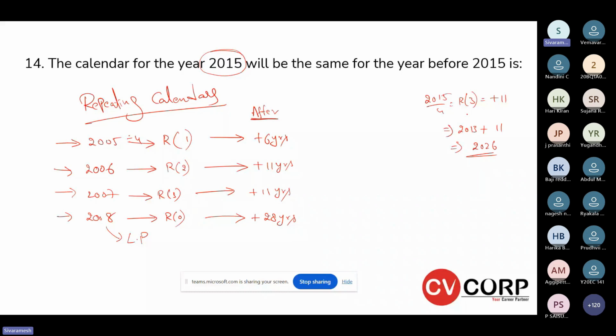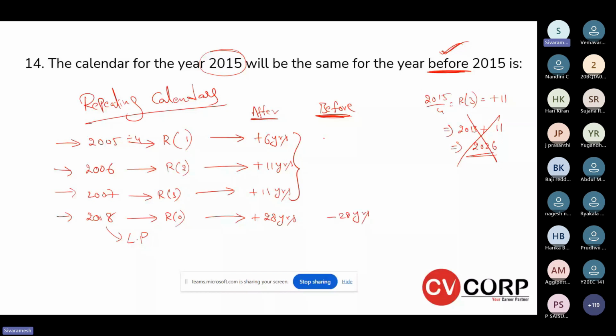Just read the logic here carefully. The majority of the students made a mistake here. They are asking about before 2015. When they talk about after, these 4 numbers are the logic. If they are asking about before, just remember these 3. The leap year calendar will be either plus 28 or minus 28. But for the remaining years, these values get repeated.